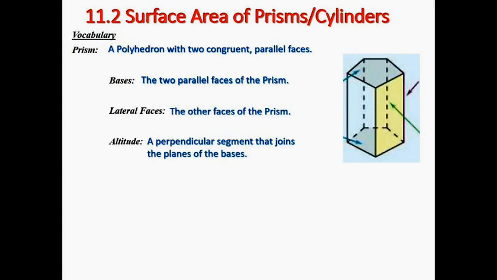11.2 Surface area of prisms and cylinders. So let's just start off with some very basic vocabulary so we get accustomed to dealing with the three-dimensional shapes. A prism is a polyhedron with two congruent parallel faces.